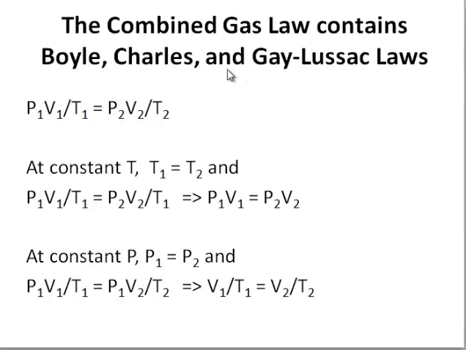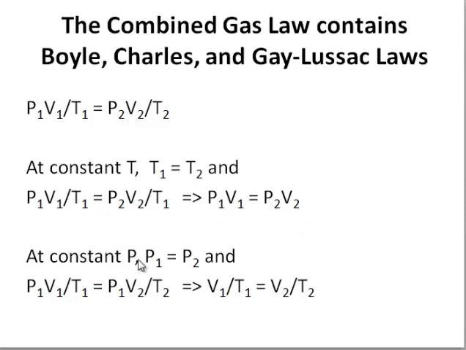Now the combined gas law contains the Boyle, Charles, and Gay-Lussac laws. Here's the combined gas law again. Now consider, if temperature is constant, T1 equals T2, P1V1 over T1 equals P2V2 over T1. You can multiply both sides by T1, remove it from the equation, and get Boyle's law.